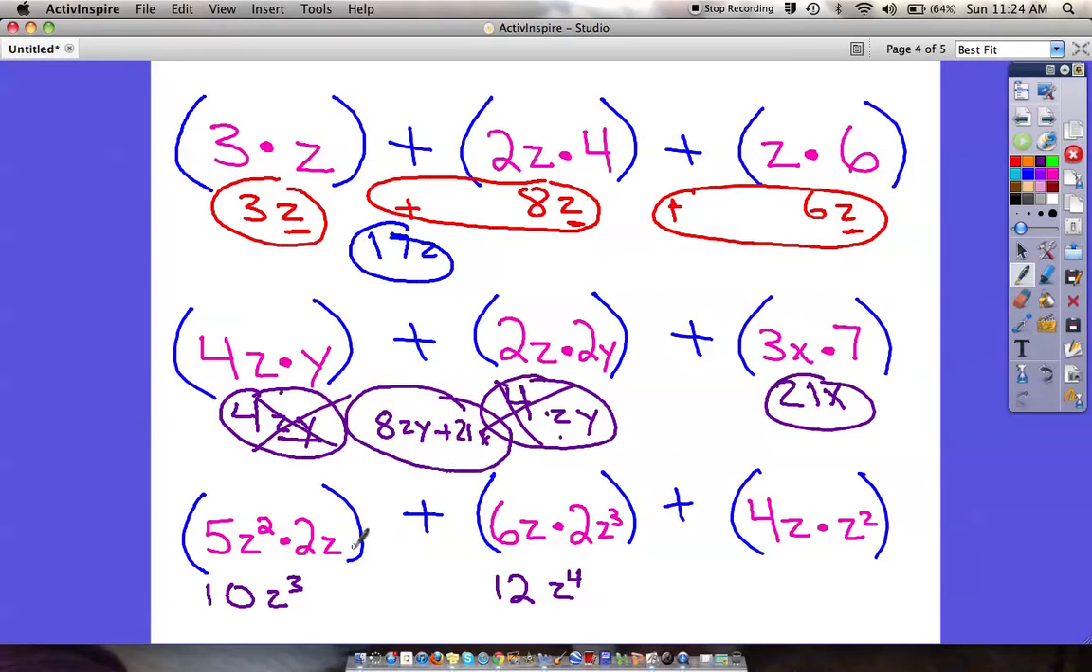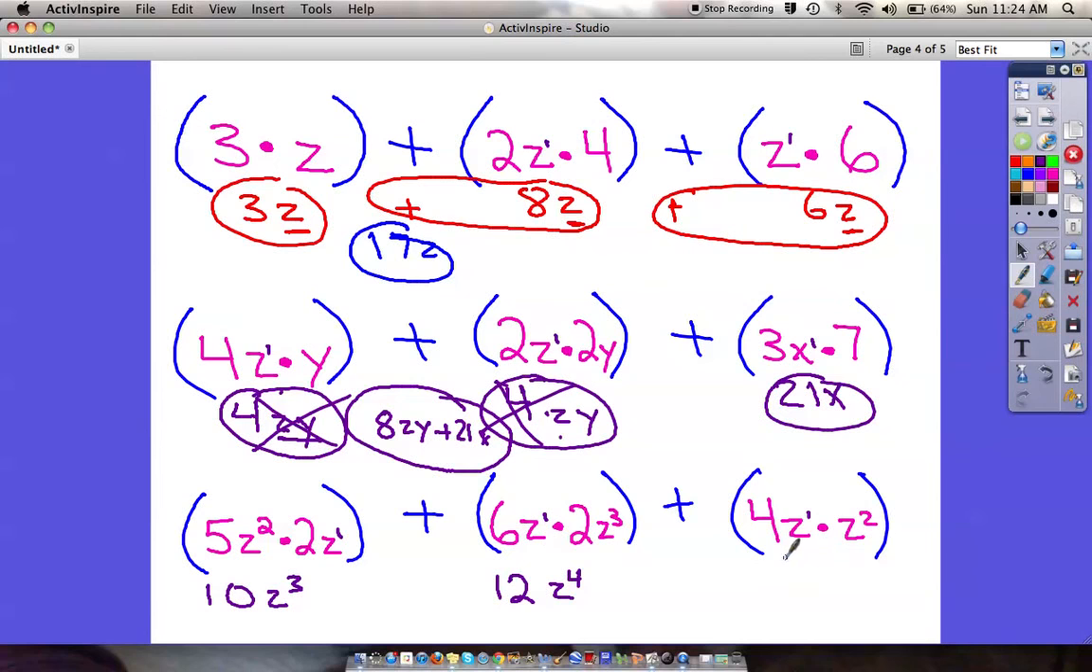And if it helps you to think about these single z's right here as z to the first power, that's something you can insert, that little 1 after it. Like this would have been z to the first power, because we only have one of them, so z to the first power would be just fine. Okay, if that helps you out.